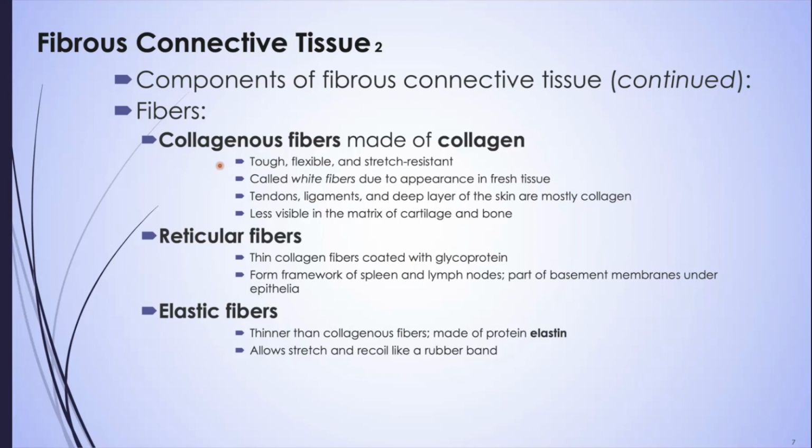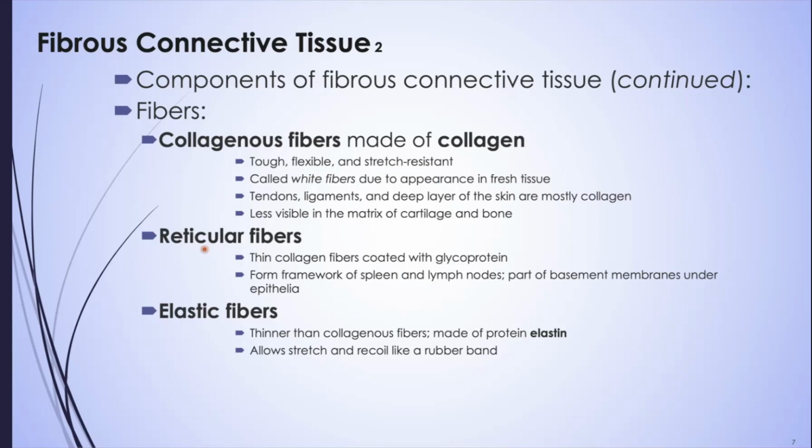wrinkles and such. So collagenous fibers are also called white fibers due to their whitish appearance in the fresh tissue. Your tendons, ligaments, and the deep layer of skin are mostly made out of collagen. The less visible parts of the matrix of collagen are going to be in the matrix of the cartilage and the bone too. So you're going to find collagenous fibers in many different places.